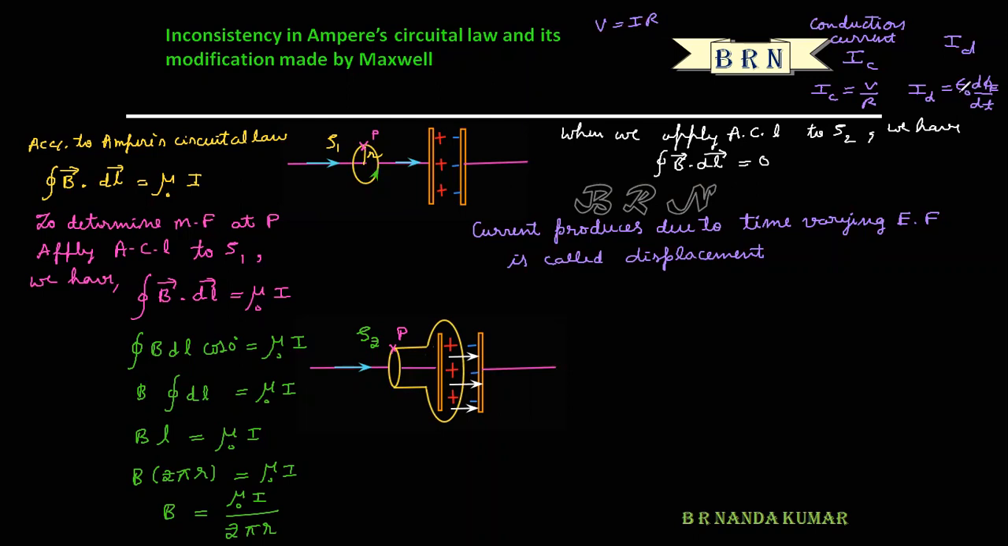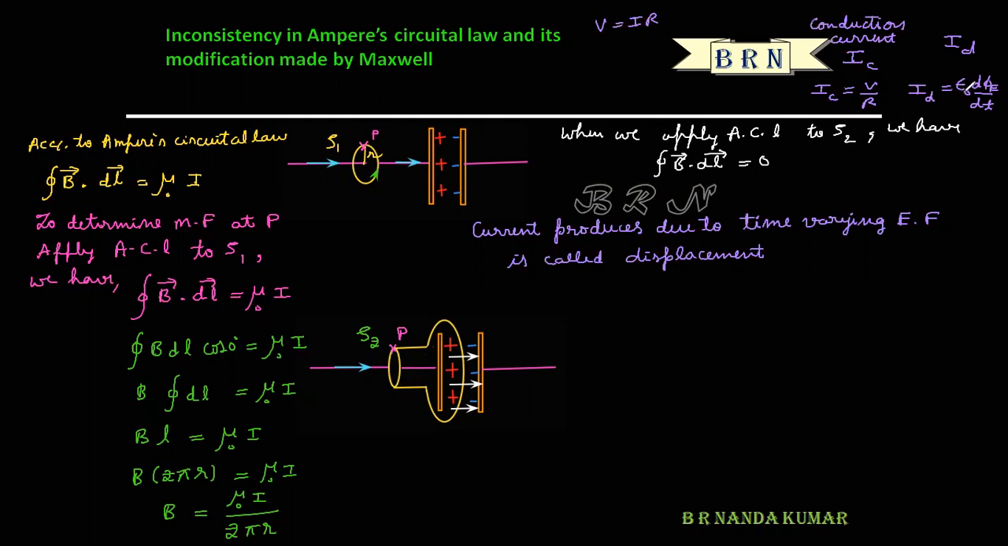ID is equal to epsilon naught into d phi E divided by dt. So this is the mathematical expression for displacement current. What is the meaning of conduction current? Conduction current means current produced due to the flow of charges. What is the meaning of displacement current? Displacement current means current produced due to the time varying electric field. So let us derive this mathematical expression, ID is equal to epsilon naught d phi E divided by dt.